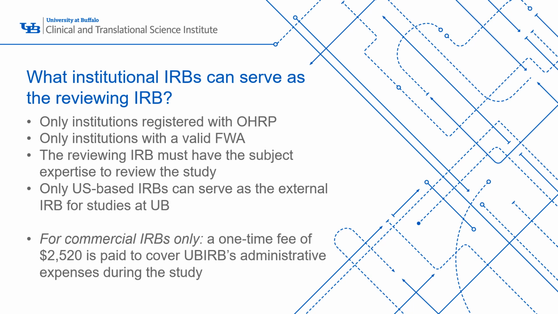The reviewing IRB must have the subject expertise to review the study, and only IRBs based in the United States can serve as the external IRB for studies here. For commercial IRBs, such as Advarra or Western IRB, a one-time fee of $2,520 is paid to cover UB IRB's administrative expenses during the study's time being open.